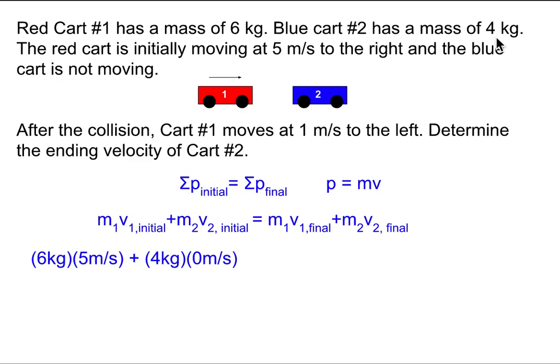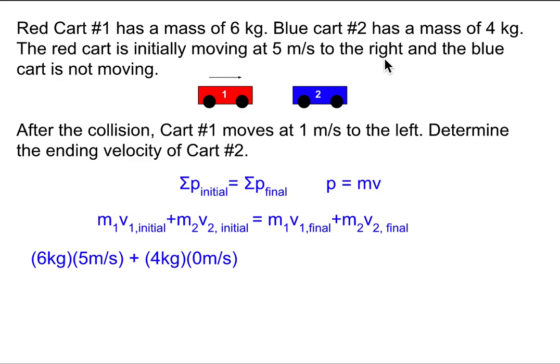So the blue car has a mass of 4 kilograms, but it's not moving. And so initially it has a v of 0. I wouldn't even have had to put that term in there at all if I didn't want to. But the red car has a mass of 6 kilograms, moving at 5 meters per second to the right. So we're going to let to the right be positive, like we often do, and kind of work from there.